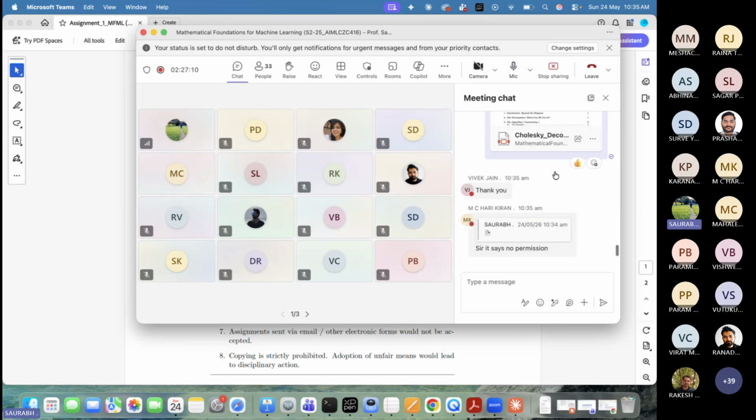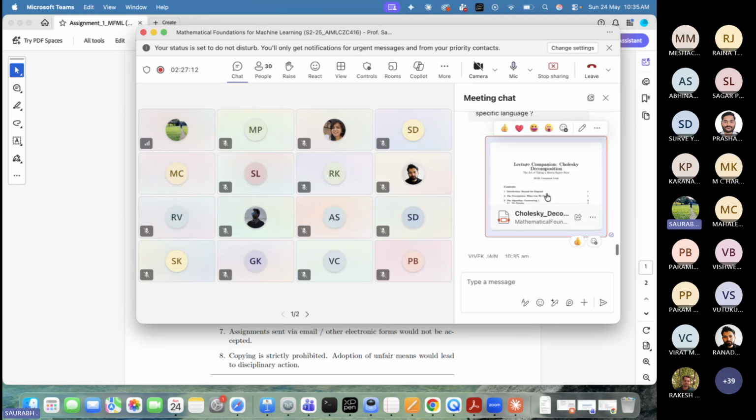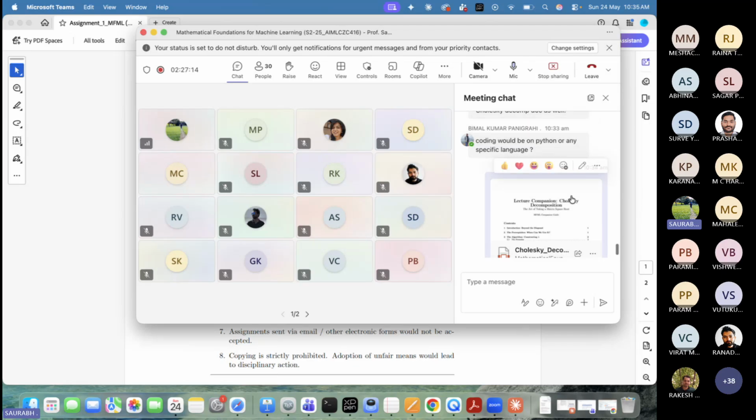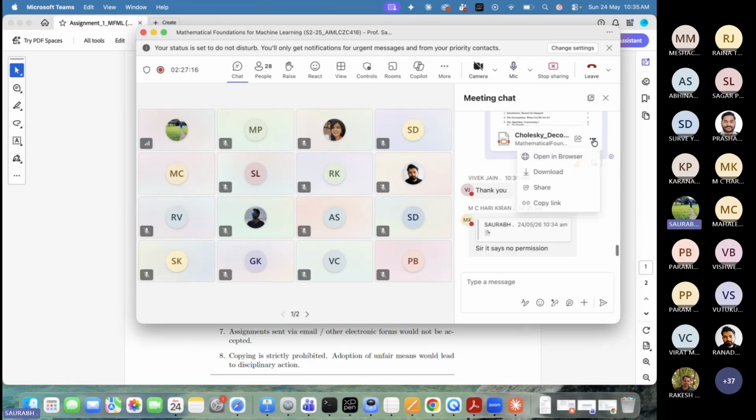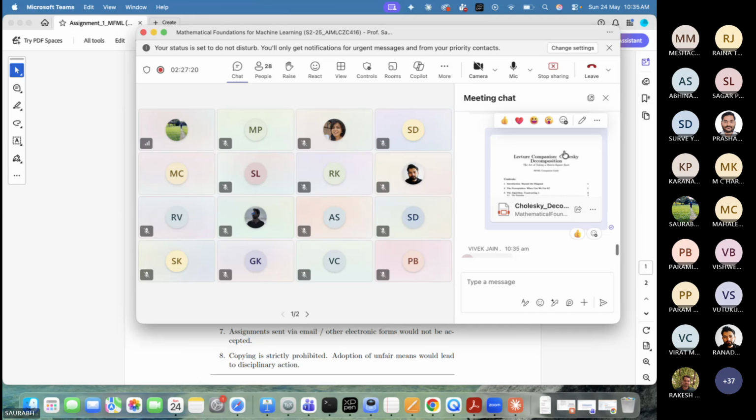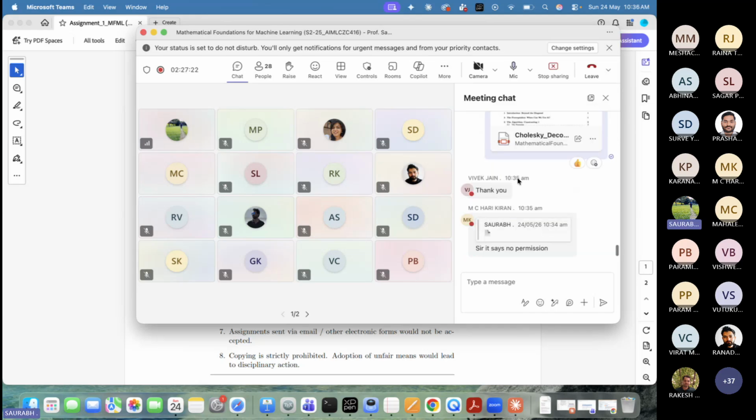No permission. Which one? The solicitor permission. You should download it. It should ask. It should get to downloads. But anyway, I'll share it in Teams, no problem.